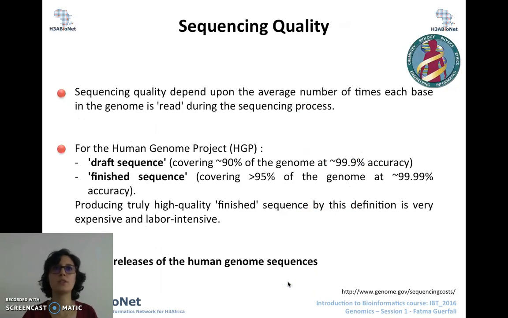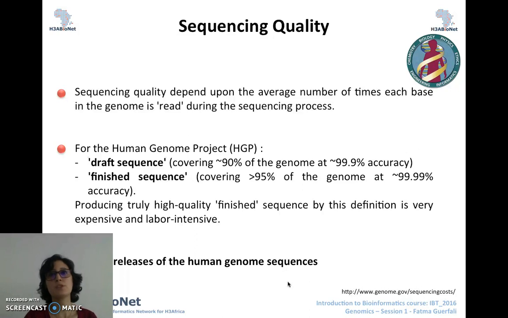So the quality of a sequence depends on the average number of times that each base of this genome is read during the sequencing process. So for the Human Genome Project, for example, we had a draft sequence that covered about 90% of the genome with a high accuracy, and a finished sequence covering more of the genome at a higher accuracy. So producing truly high quality finished sequences by this definition is very expensive.